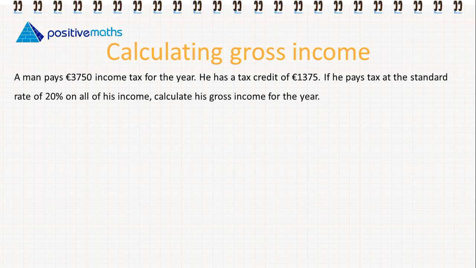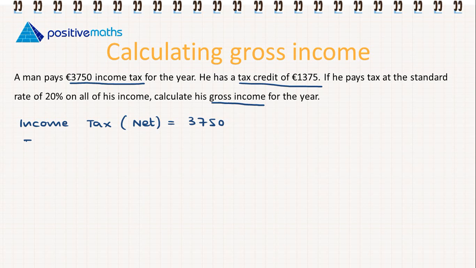Okay, so we need to calculate his gross income. We are told that he has to pay €3,750 in income tax. So that is his net tax. He has a tax credit of €1,375. So as you can see, the first step is to just identify the information that we're given. He pays tax at a standard rate of 20%. We need to calculate his gross income.